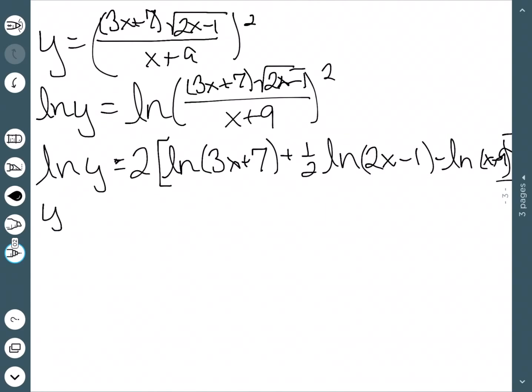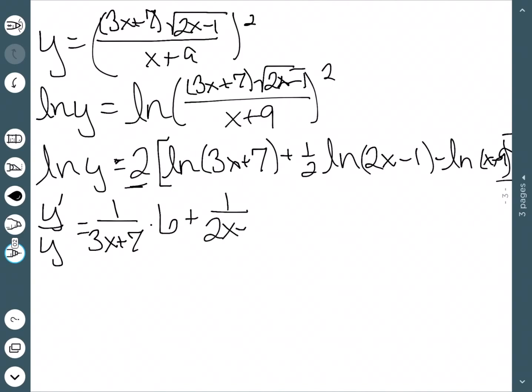When I take the derivative, on the left I have y prime over y. On the right, the derivative of the first thing would be 1 over 3x plus 7 times the derivative of the inside, which is 3. Keeping in mind we also do still have this 2 out front, so times 2, giving 6. This is 1 over 2x minus 1. The derivative of the inside would be 2, times 1/2 is 1, times this 2 is 2, minus 1 over x plus 9. The derivative of the inside there is 1, and then we need to multiply by this 2 out front.